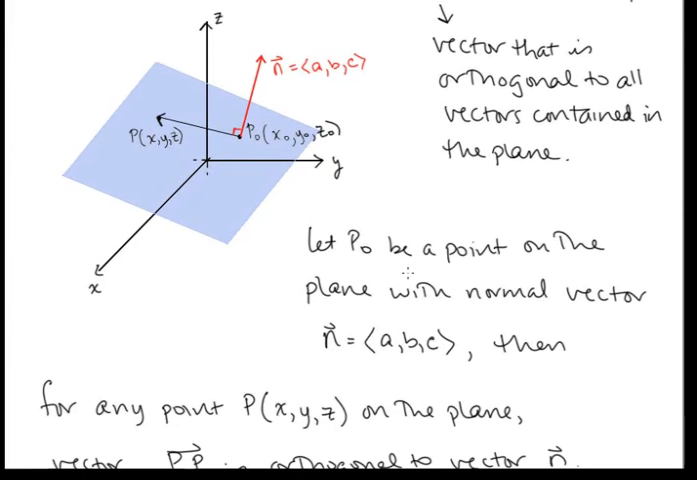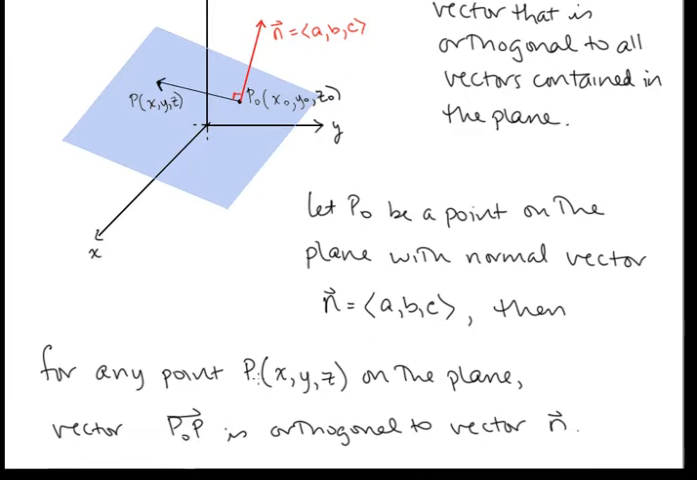Let P0 be a point in the plane with normal vector n, which in component notation is ABC. So P0 is a point in the plane. From it we've drawn normal vector n in direction ABC. For any point P on the plane, vector P0P is orthogonal to vector n. Well, yeah, because P0P is contained in the plane and n is a normal vector to the plane.